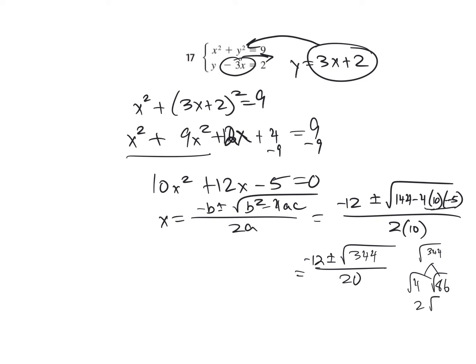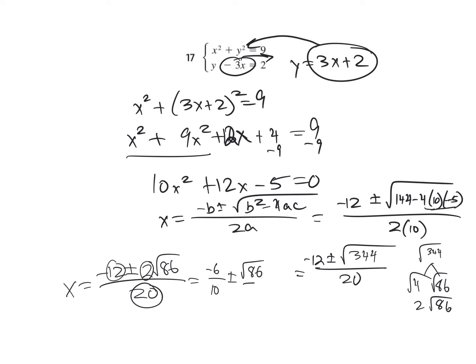And that's 2 square root of 86. 86 doesn't break down anymore where you can take anything out of it. So what do we have? We have x equals negative 12 plus or minus 2 square root of 86 all over 20. So each of these are divisible by 2, so we can reduce it. So that's negative 6 over 10 plus or minus square root of 86 over 10.